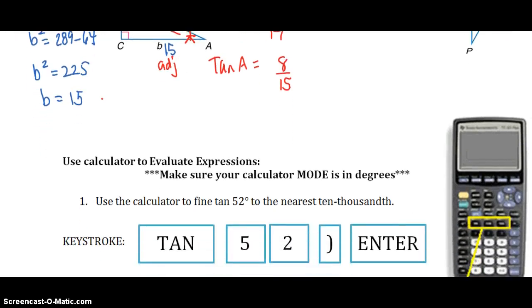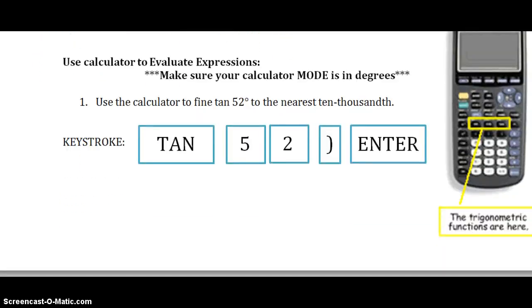Let's talk about how we're going to use our calculator. The first thing you need to do is make sure your calculator mode is in degrees. Mine was not, and I got a negative answer. So you go to mode up there beside the second button, and you'll scroll down to the third row where it says radian or degree, and be sure that degree is highlighted, and then we're ready to go.